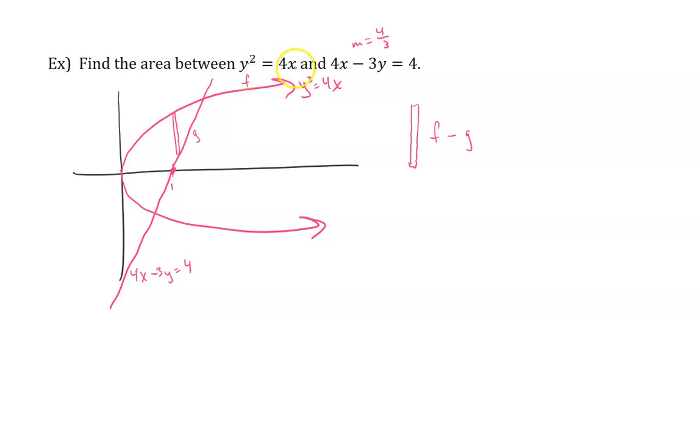So this is going to be, really, I would have y equals plus or minus root 4x, so plus or minus 2 root x, but here this is just the top half of that. And then over here I could solve for y and it would have some fraction in there and I don't really want to do that, but I could if I needed to.